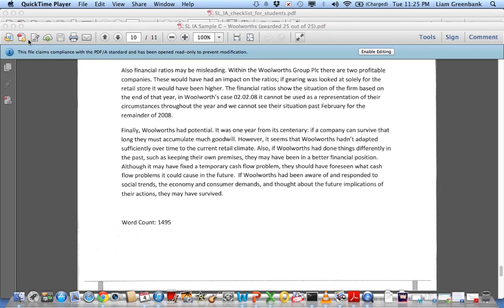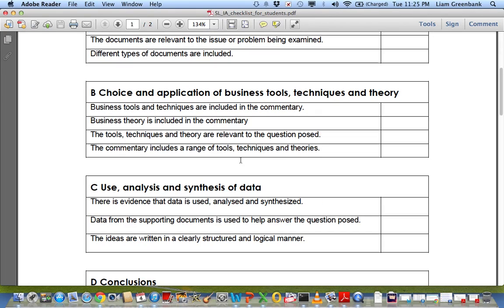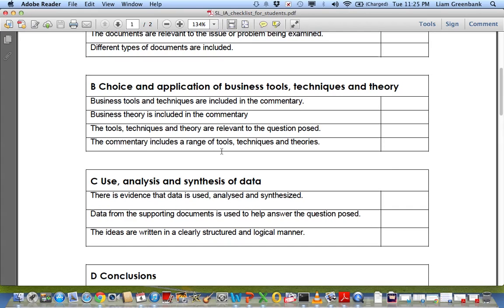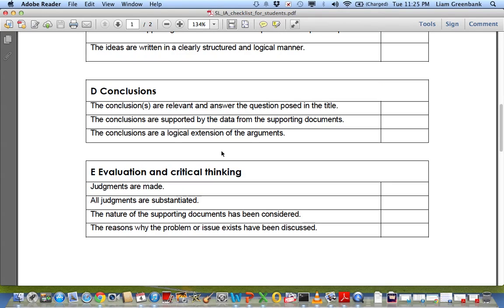If we quickly look at the checklist, so if you look through the checklist again, as you do in the IA, basically, the checklist links to the marking criteria. So make sure you can check off all of these when you finish your IA, and then you'll know you've done a good job with the first draft.